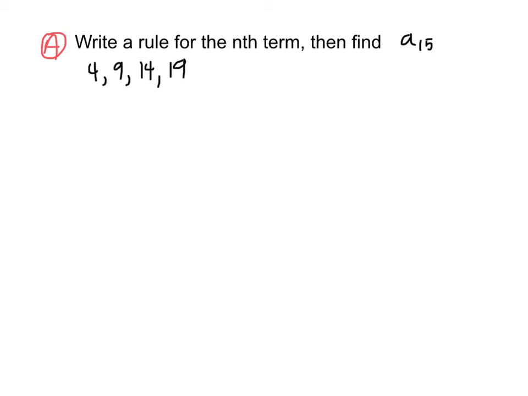So first we can identify that 4 is our first term, and therefore a sub 1 equals 4. Next, we identify that there are 5 numbers in between each of these, so d is 5. D is our common difference, so the difference between 9 and 4 is 5, 14 and 9 is 5, and 19 and 14 is 5. So we can plug this into our formula.